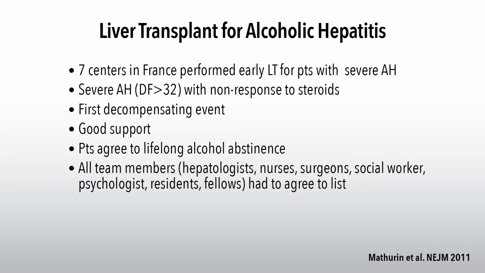Non-responders were identified if the Lille score was more than 0.45 or worsening of the liver function by day 7. This is an important aspect. These are patients in whom medical therapy did not succeed. There were 7 centers that performed early liver transplant for patients with severe alcoholic hepatitis. The severity was already described, and all these patients were considered non-responders to steroids.